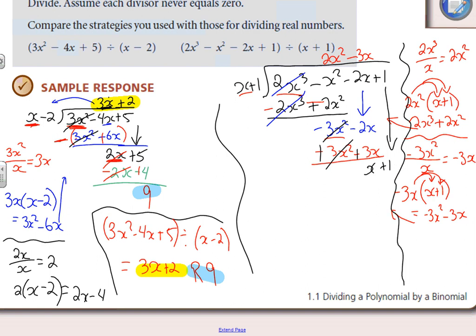Now we're looking again at x divided by the x. X divided by x gives us 1. Positive 1, so plus 1. And then we multiply 1 times the x plus 1. Leaves us with x plus 1. When we subtract that, remainder of 0.